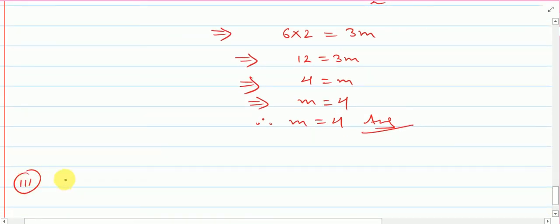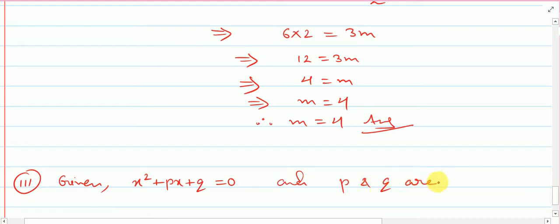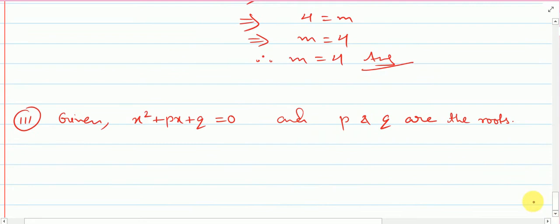Number 3, given x square plus px plus q is equal to 0, and P and Q are the roots, okay.